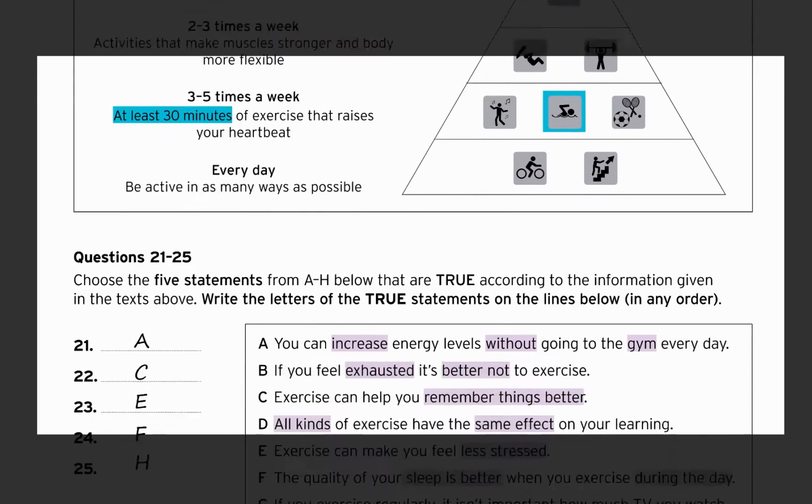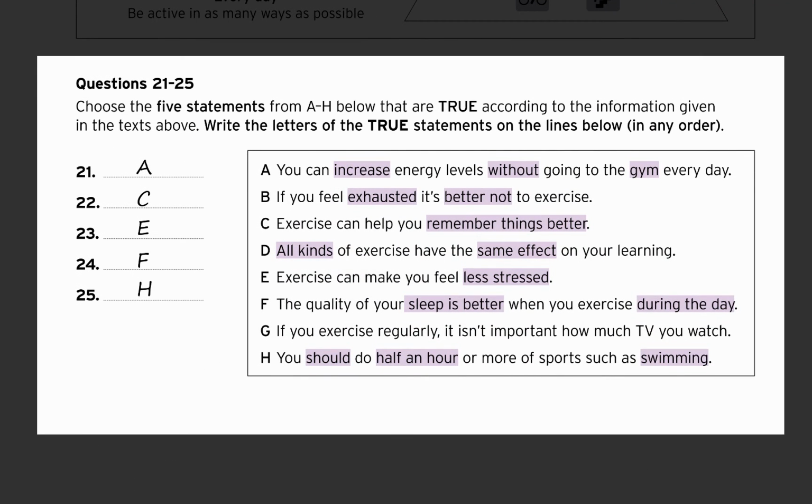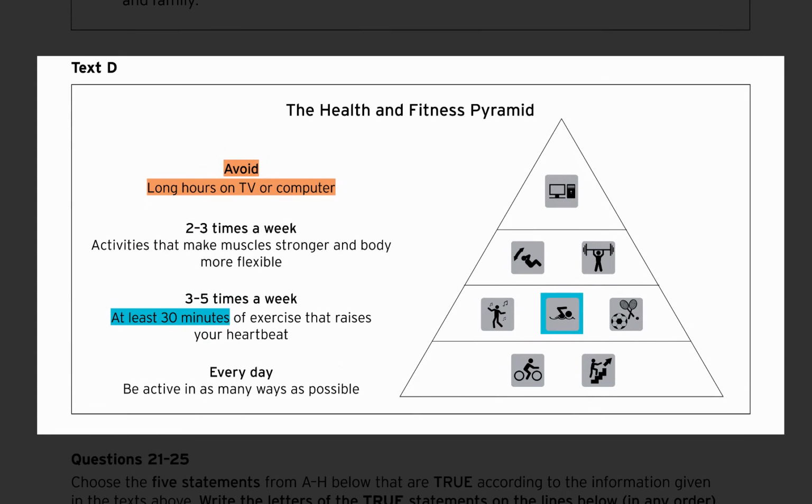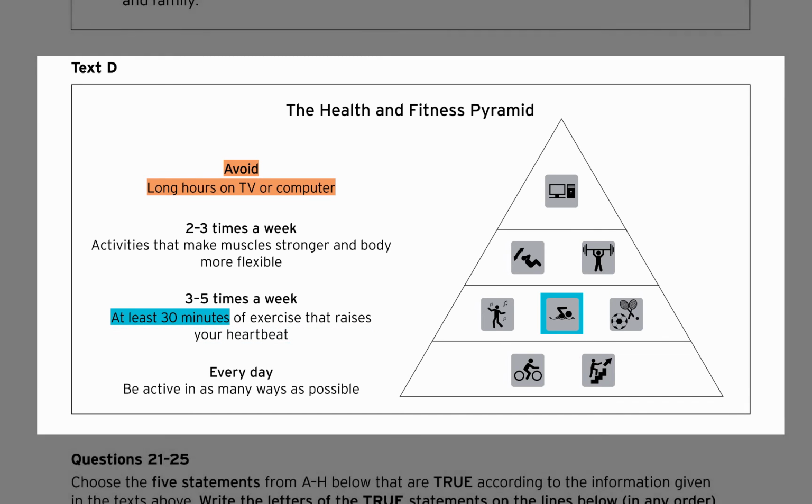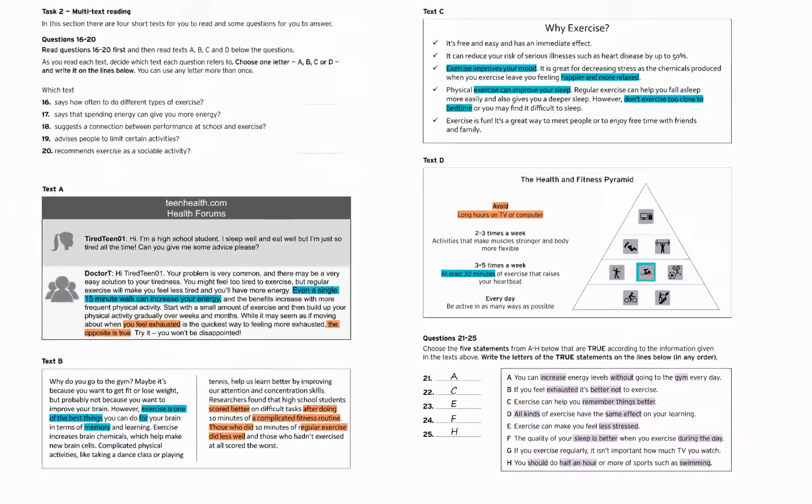And finally, nearly there, H. This is a true statement. You should do half an hour or more of sports, such as swimming. Now, I was trying to get you to think about half an hour. Another way of saying this is 30 minutes. So the answer is here in text D. At least 30 minutes of exercise that raises your heartbeat. This is what you should do. So that's questions 21 to 25.